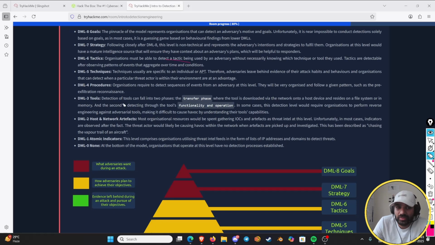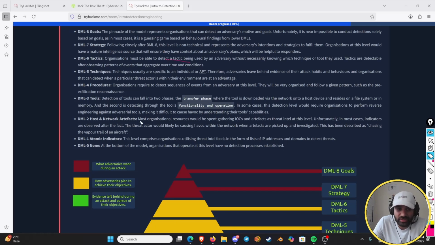3, tools. Detection of tools can fall into 2 phases. The transfer phase, where the tool is downloaded via the network onto a host device and resides on a file system or in memory, and the second, detecting through the tool's functionality and operation. In some cases, this detection level would require an organization to perform reverse engineering against adversarial tools, making it difficult for adversaries to cause havoc by understanding their tools' capability.